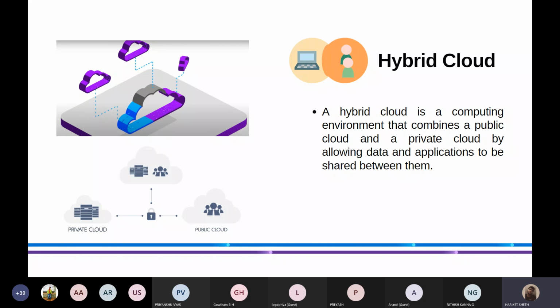Most of the client side, which is the front end, or account creation or anything like that, is mostly public. Whereas the back end, where the actual work happens, is mostly kept private. That is a use case which is very famous these days.